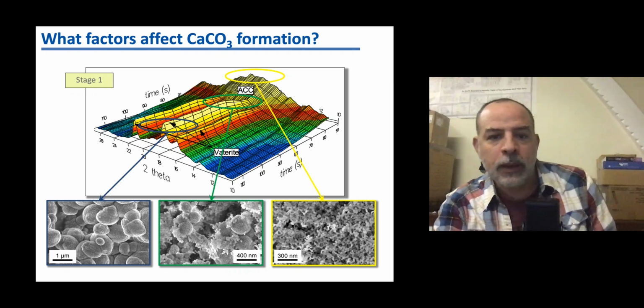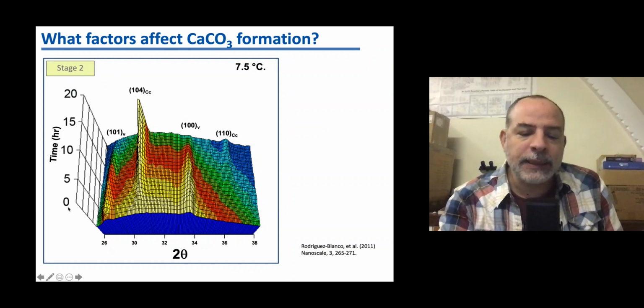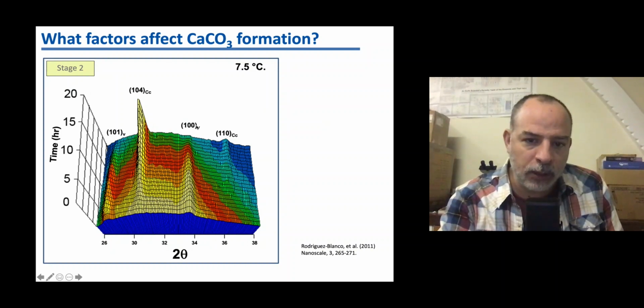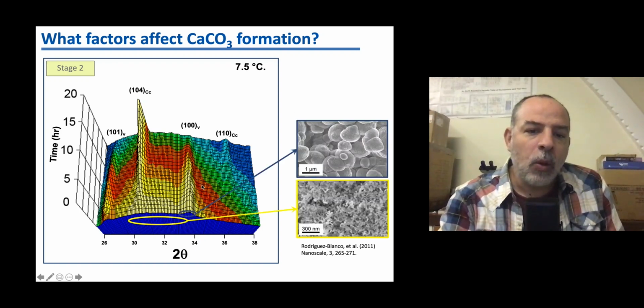Later on with time, what happens is that this vaterite slowly transforms into calcite. So what you see here is one peak of vaterite, another peak of vaterite, and these peaks are going down while the calcite peaks are increasing.